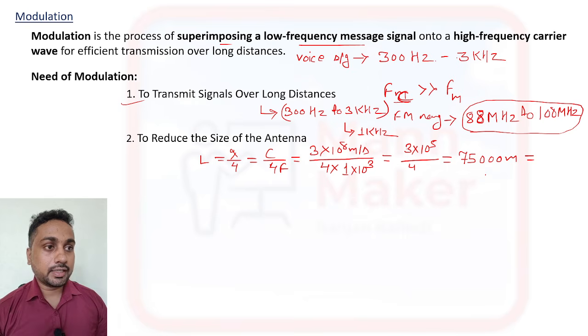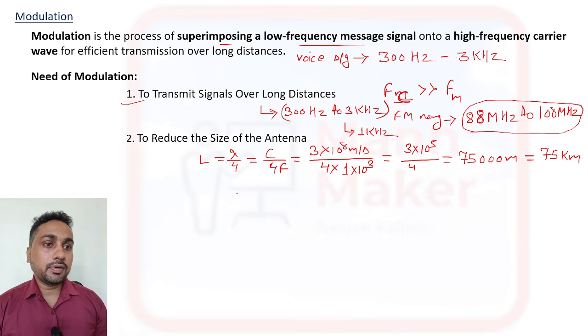If you calculate this in kilometers, 75,000 divided by 1000 is 75 kilometers. So a 75 kilometer long antenna is required to transfer a 1 kilohertz message signal.